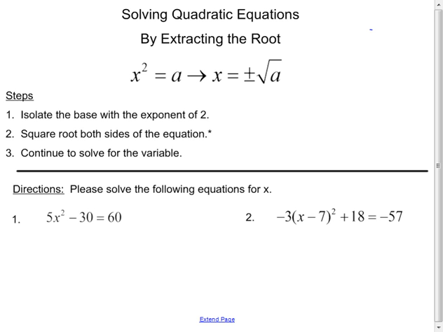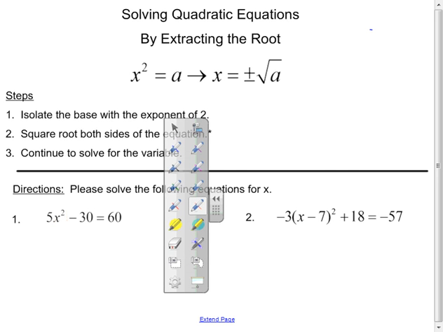Number 1, 5x squared minus 30 equals 60. Well, I do notice that the base that I have here that is squared is x, and I'm going to try and isolate the x squared term here. And if you see that, it looks as simple as adding 30 and dividing by 5. So I will do that. Adding 30 to both sides is going to give me 5x squared equals 90. And then dividing by 5 on both sides will give me x squared equals 18.